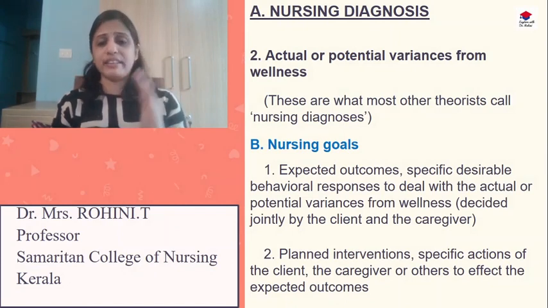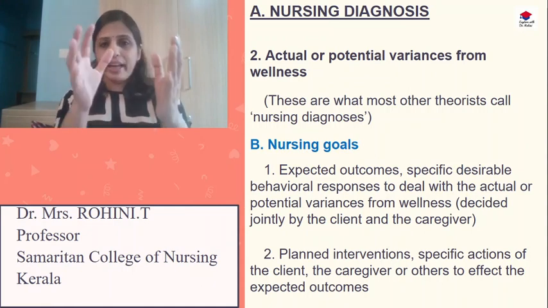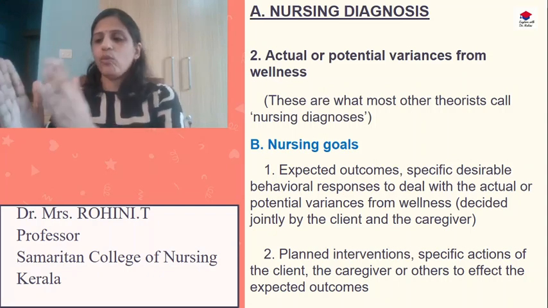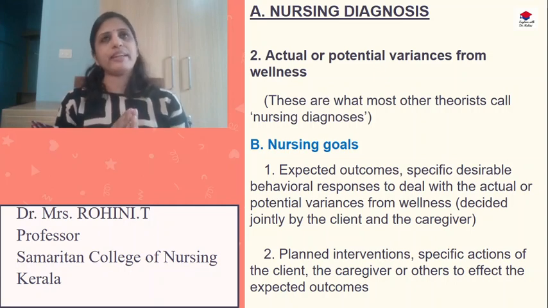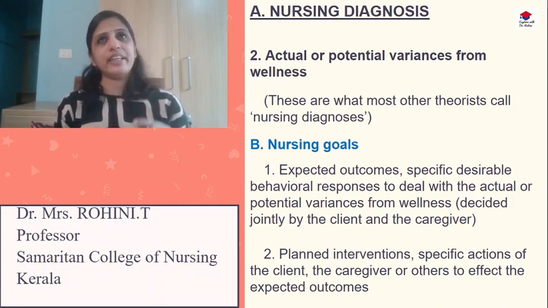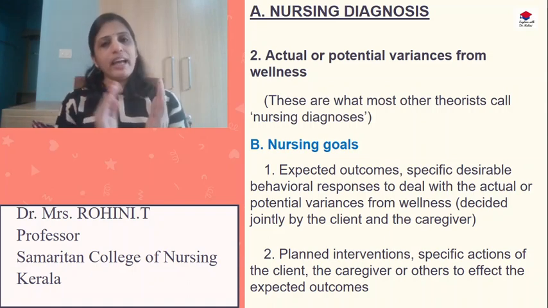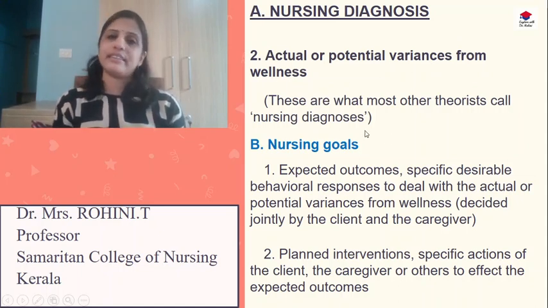The second part of the first step is to find out the variance from wellness. So I have now assessed a lot of things. From this, I am seeing what is ideal, and from the ideal, what has moved. That is nothing but our problem. We are identifying what the problem is. For example, when I assess the physiological variable, I found that the BP of the patient is say 180/110. Now I'll have to compare it with the ideal, which is around 120/80. So what variance is there? I'm trying to identify the problem. That is what is called actual or potential variance from wellness, which is called nursing diagnosis.